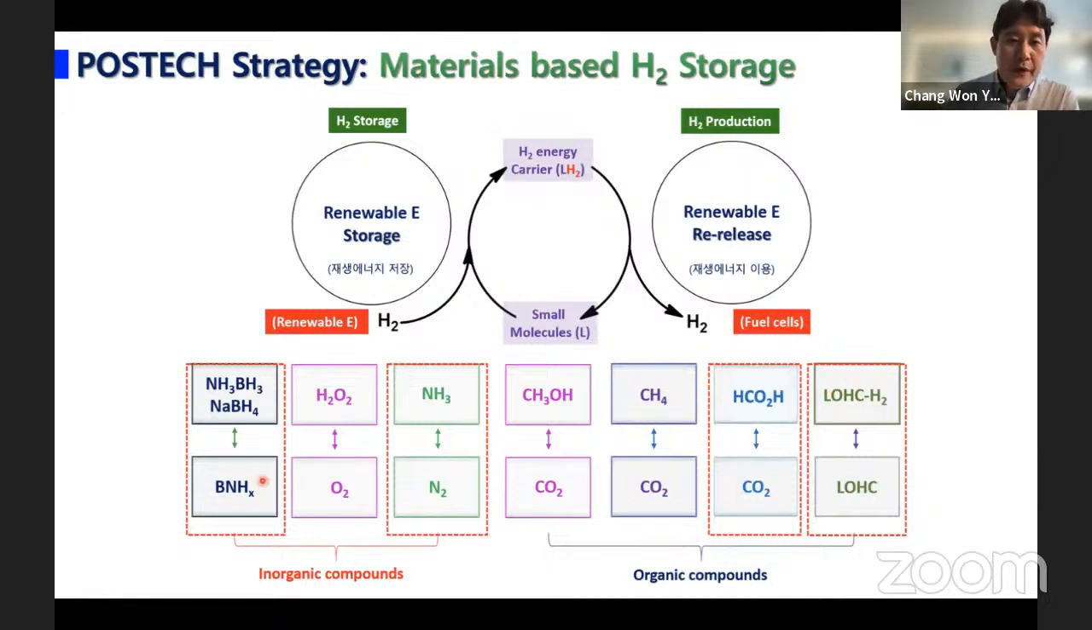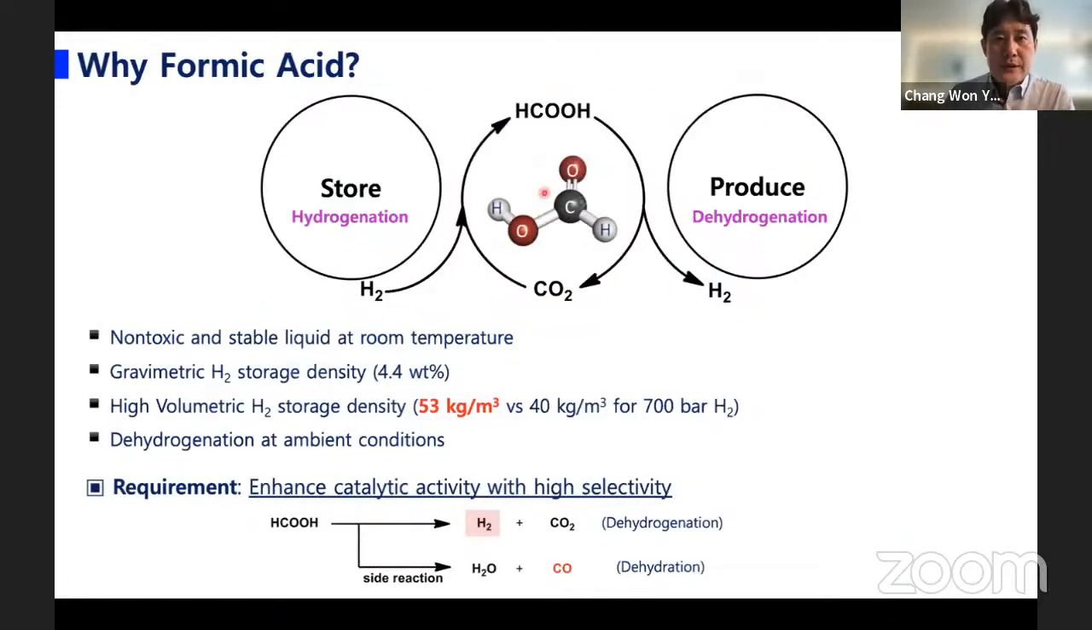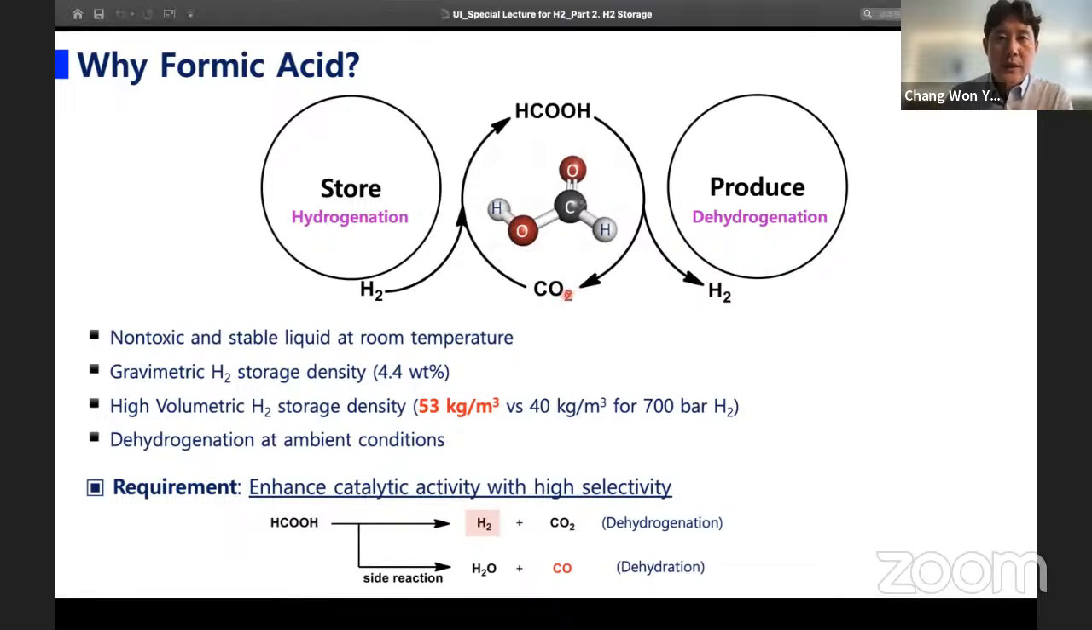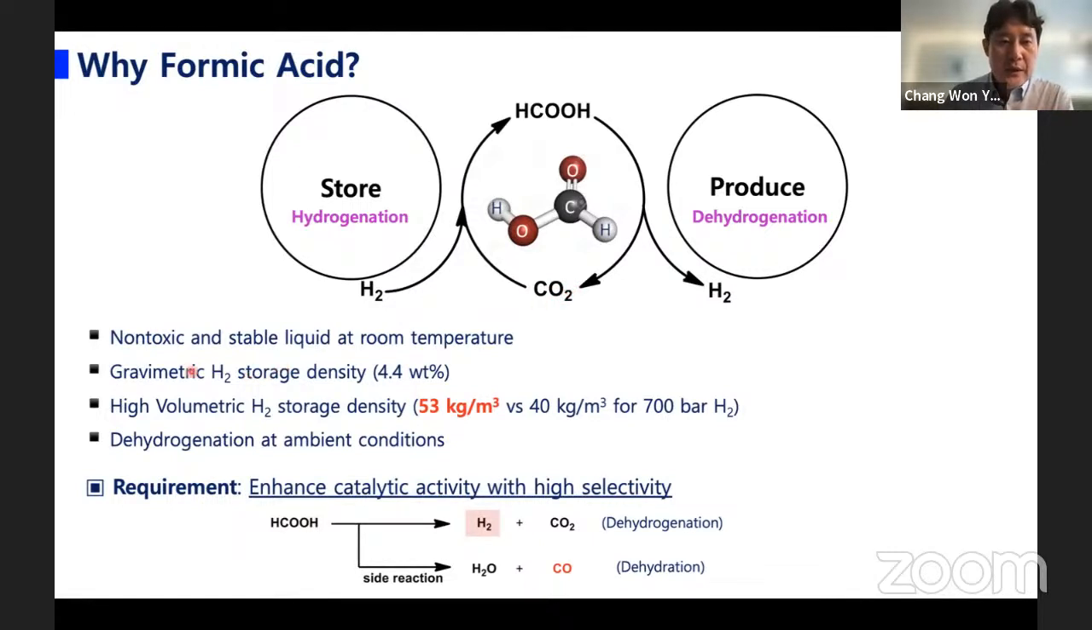And very firstly, I used boron and nitrogen containing molecules here to produce ammonia borane and sodium borohydride as hydrogen carriers. So let me just briefly introduce my research here. First, it's formic acid. This is a CO2-based hydrogen storage material. Why I'm interested in formic acid as a hydrogen carrier is that it is a relatively non-toxic and stable liquid at room temperature.